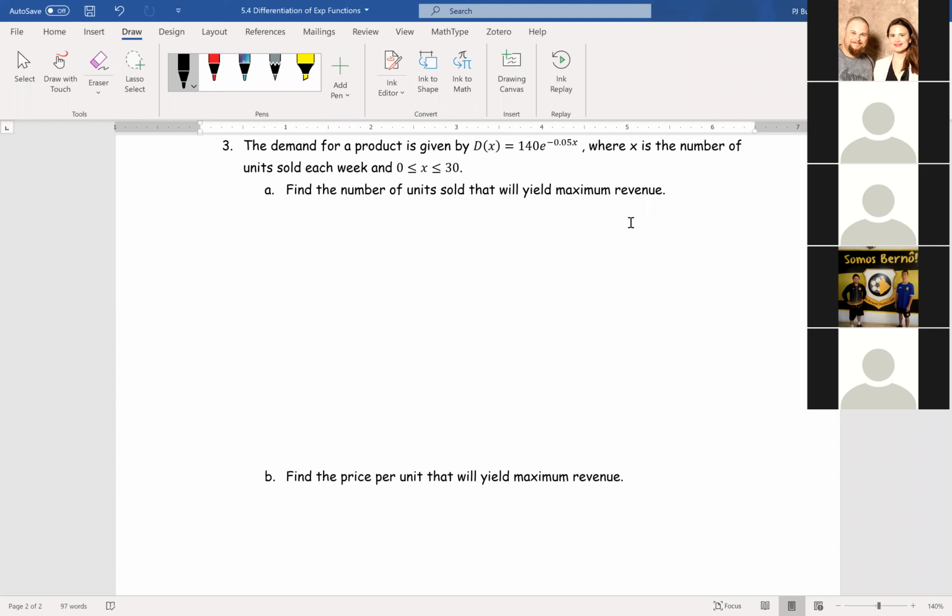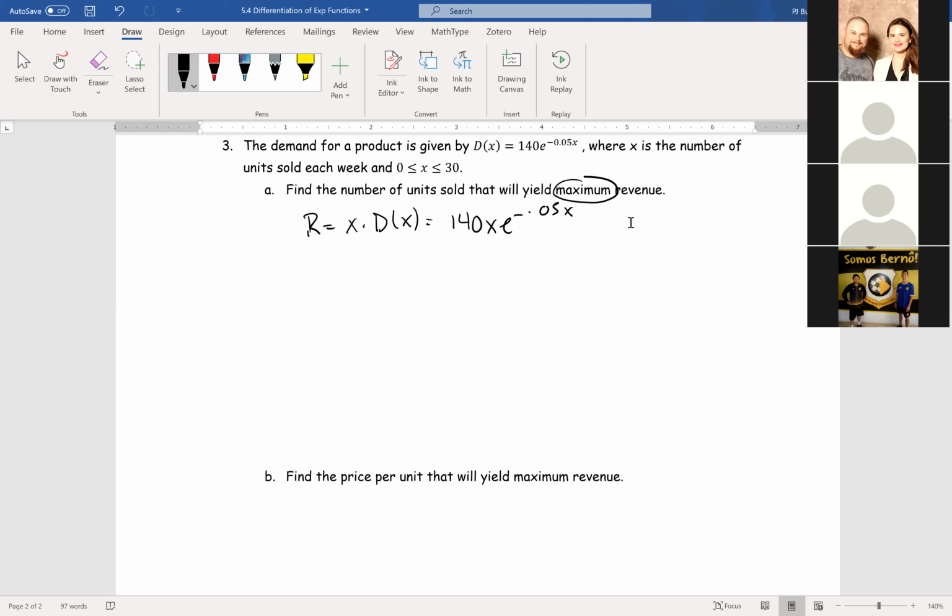The demand for a product is given by this equation, where x is the number of units sold each week. Find the number of units sold that will yield maximum revenue. Well, revenue again is x times the demand function. So R is equal to x times D of x, and that equals 140x e to the minus 0.05x. I need to differentiate that because, again, I'm asked for a maximum. So that's dR/dx equals 0.